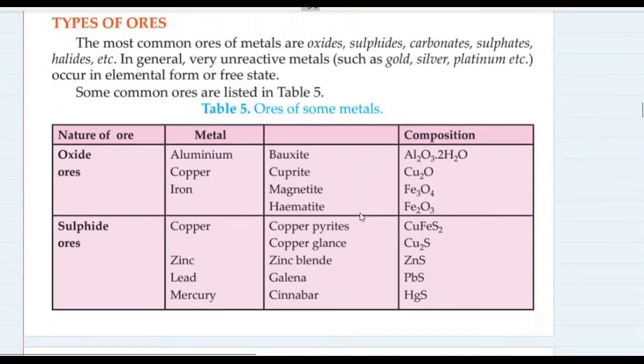Types of ores. The most common ores of metals are oxides, sulfides, carbonates, sulfates, and halides. These are found very commonly under the Earth's crust. In general, very unreactive metals such as gold, silver, platinum, etc. occur in elemental form or free state.